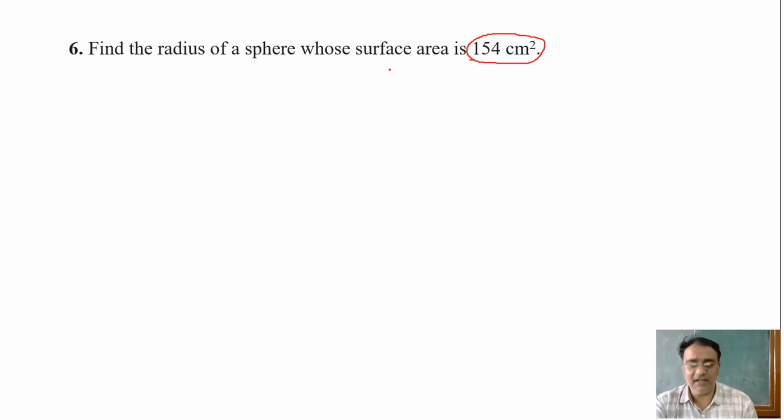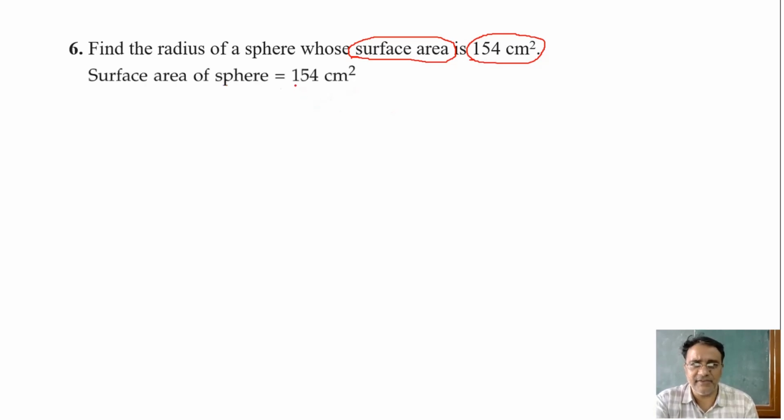And one thing I would like to tell you, whenever surface area is mentioned in the question, that belongs to total surface area. Okay? Agar specifically likha hai curved surface area nikalo, then only you have to find curved surface area. Okay? Right. So, surface area of sphere is given 154 centimeter square.